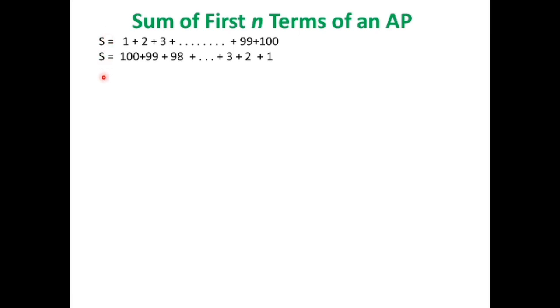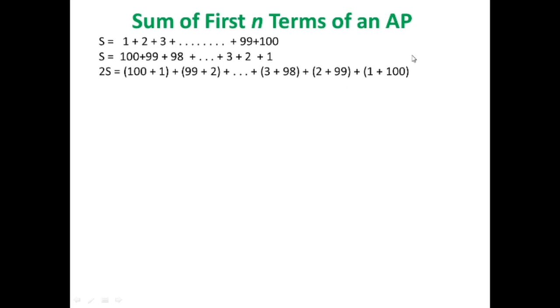Now if you add these two, left hand side S plus S will become 2S. But on the right hand side, look here. First value 1 plus 100, 100 plus 1. Here 99 plus 2, here 98 plus 3, and so on, dots will be here. Then 2 plus 99, 1 plus 100. I hope it is clear. 100 plus 1, 99 plus 2, 98 plus 3, so on. 2 plus 99, 1 plus 100.